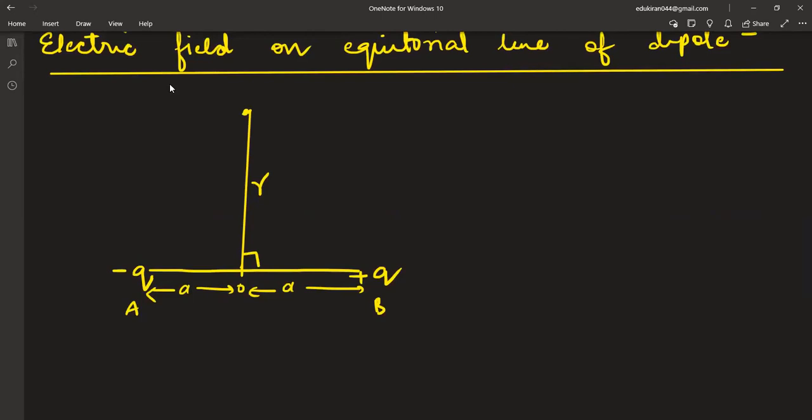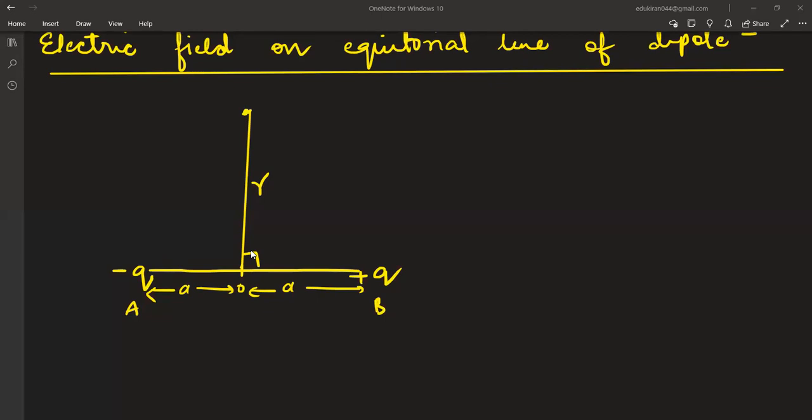Electric field on the equatorial line of a dipole. Now, what is meant by the equatorial line? When we extend the axis of the dipole, then a point on the axis we call the axial line of the dipole. Perpendicular to this, if you have any point perpendicular to the dipole's axis, that is your equatorial point. For that, you have a separate formula.